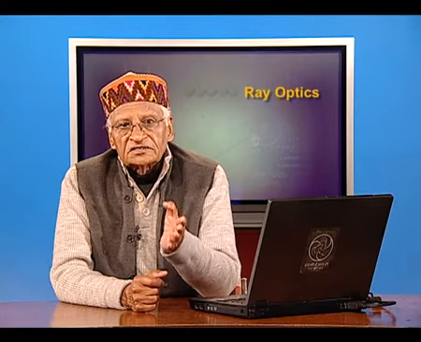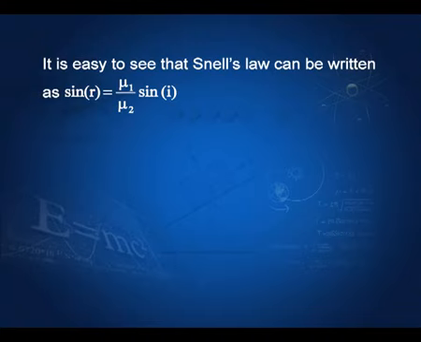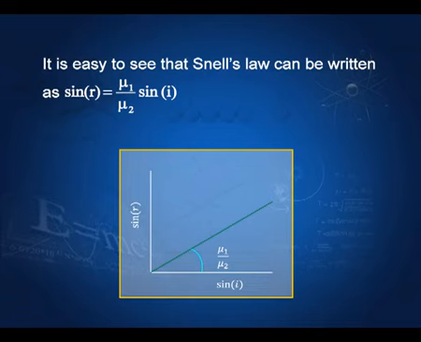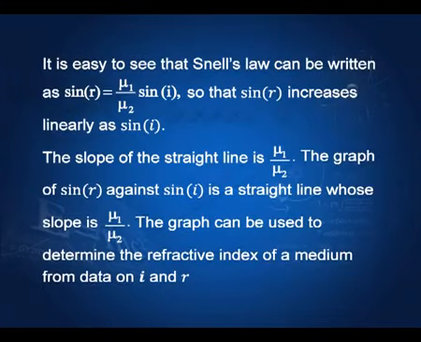This total internal reflection has another interesting aspect. You see, if there is a treasure at the bottom of a pond, let us say, then you have to see only through this cone to see that treasure, otherwise you cannot see. And this Snell's law I can write as sin r equal to mu 1 by mu 2 times sin i, and if I plot sin r against sin i, then I get a straight line with the slope mu 1 by mu 2. So, this is another method of finding the refractive index if I know sin r and sin i.